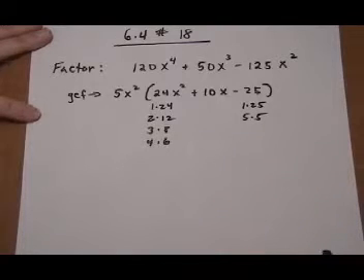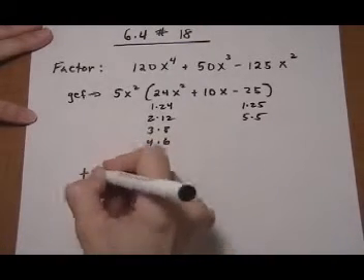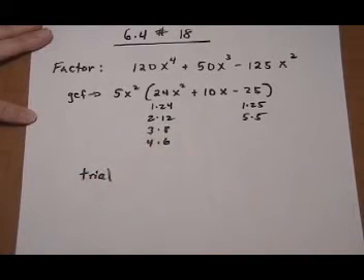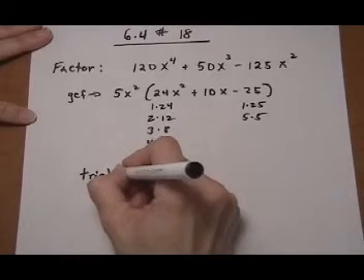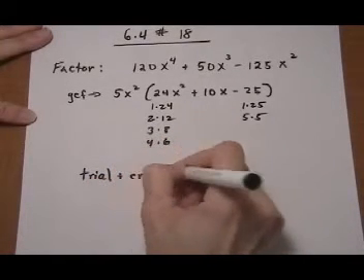So I'm going to do a shortcut to the trial and error method. And I'll also do it out by grouping after, because if you really don't get this one by trial and error, grouping is the best way to go. So let's look at a trial and error shortcut.